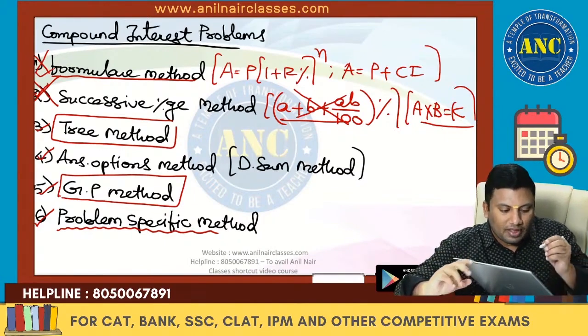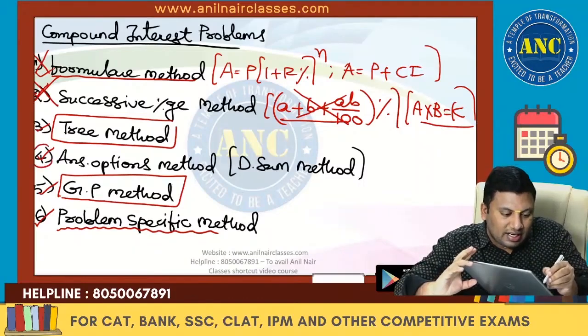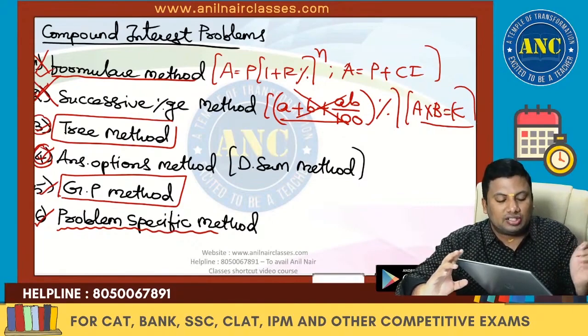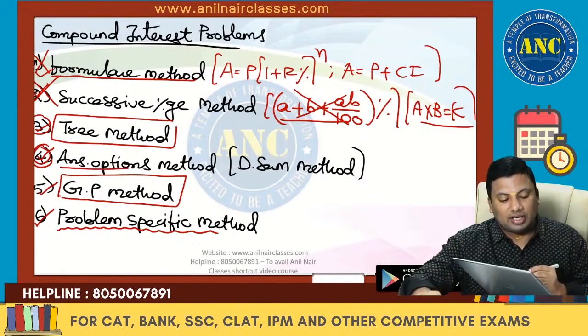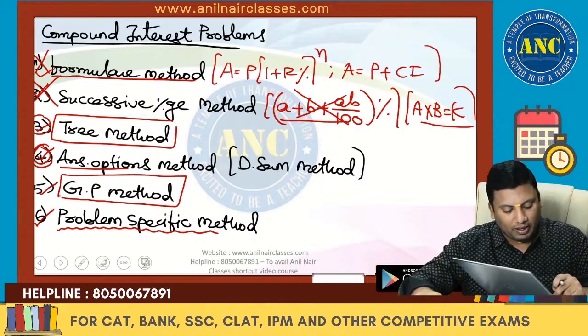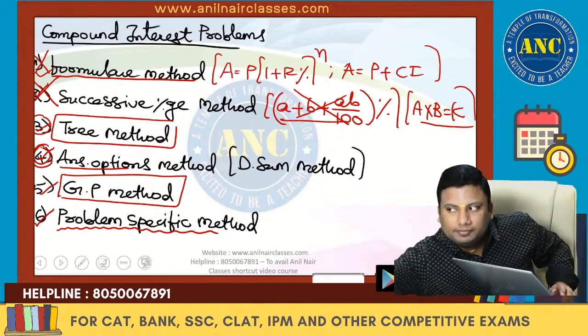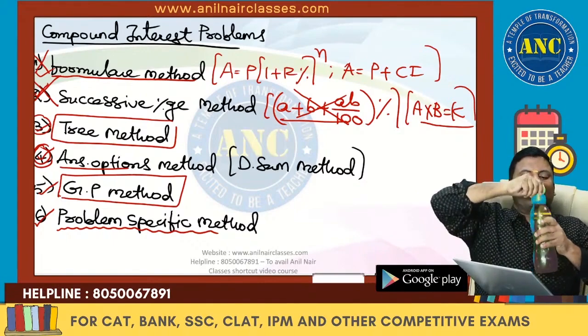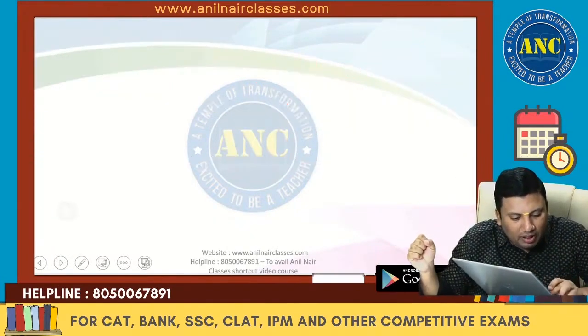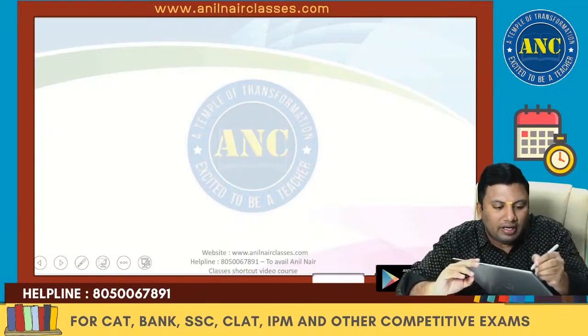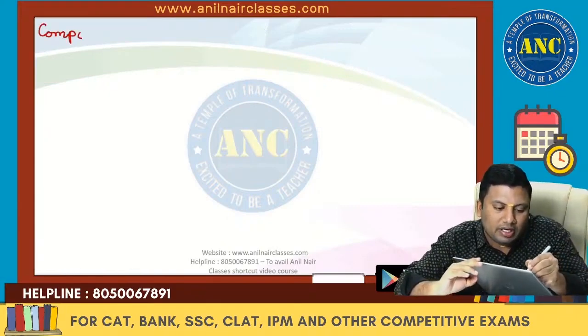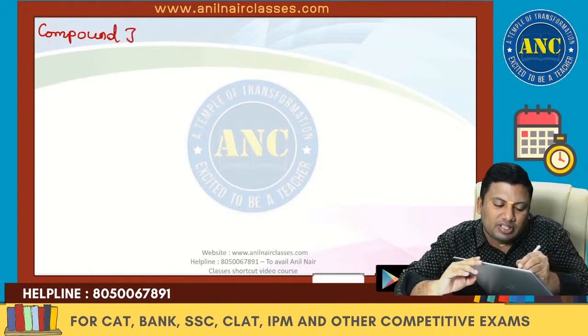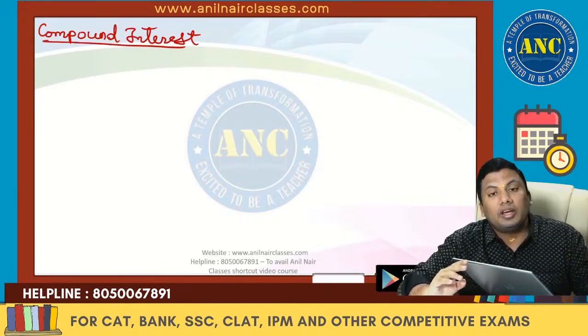Now let me address these. Yesterday we discussed point number 3. Let me address point number 4, the answer options method. But before that, let us write down some important key points. Compound interest. Some important key points every student should know, so that you will solve each and every problem very logically.